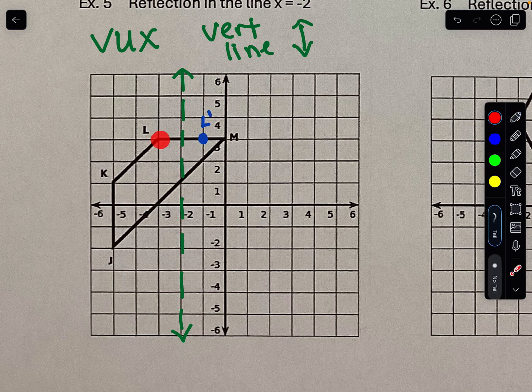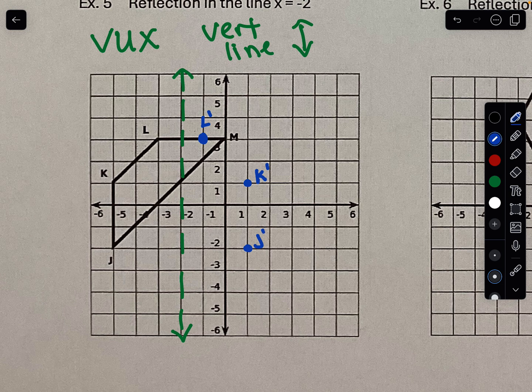If I'm moving L and I want L prime, L is 1 unit away from the line I'm reflecting across, correct? So then I go 1 unit further on the other side. Now I have L prime. Then I'm going to do K. How far away is K from my line I'm reflecting across? 1, 2, 3. So I move 1, 2, 3, and I put K prime. How far away is J? 1, 2, 3. I move 1, 2, 3. J prime.